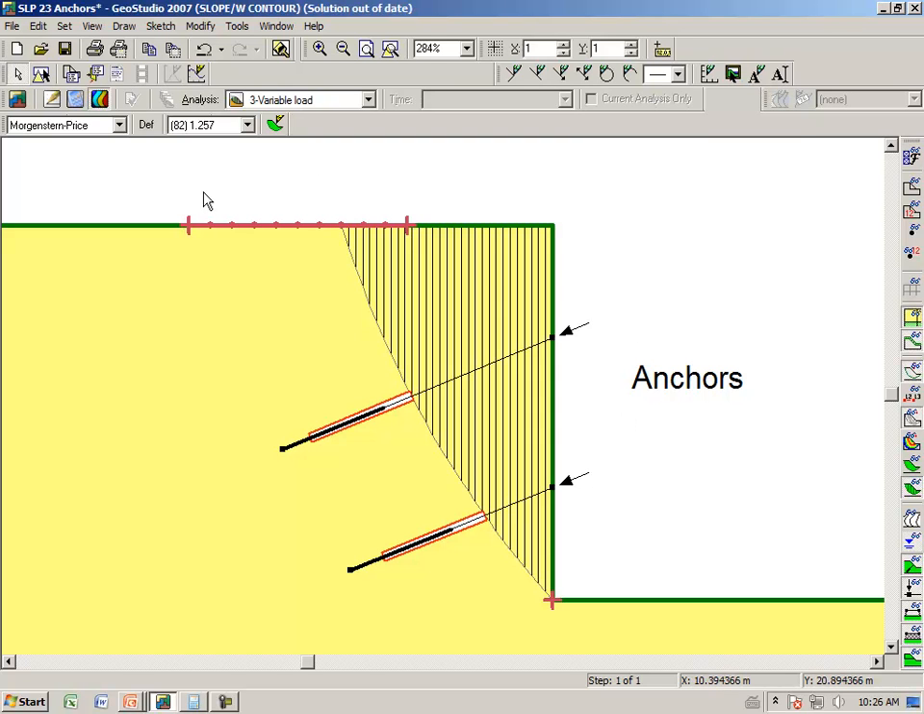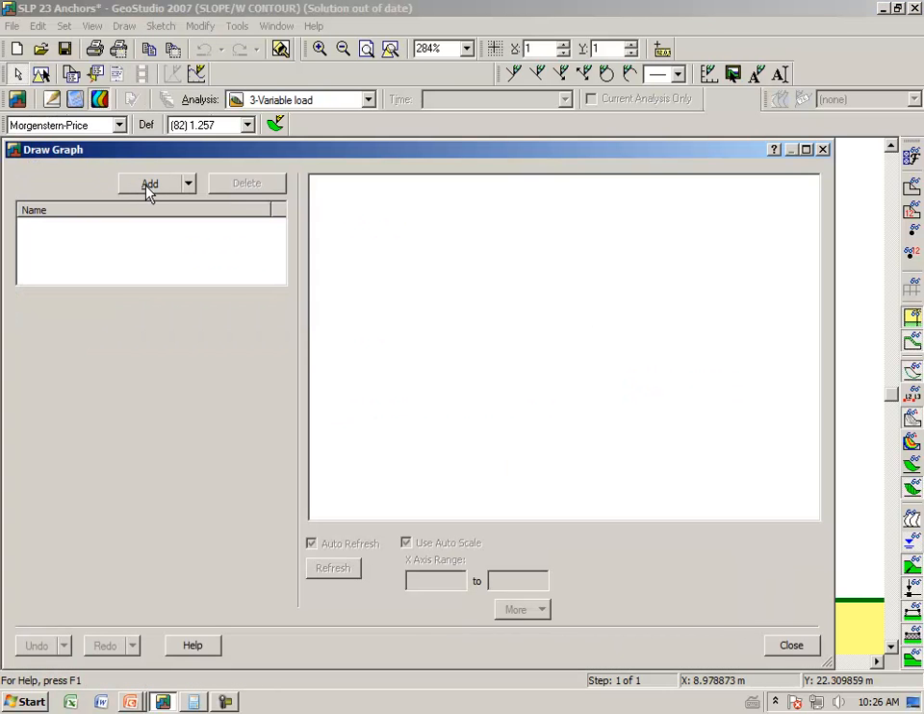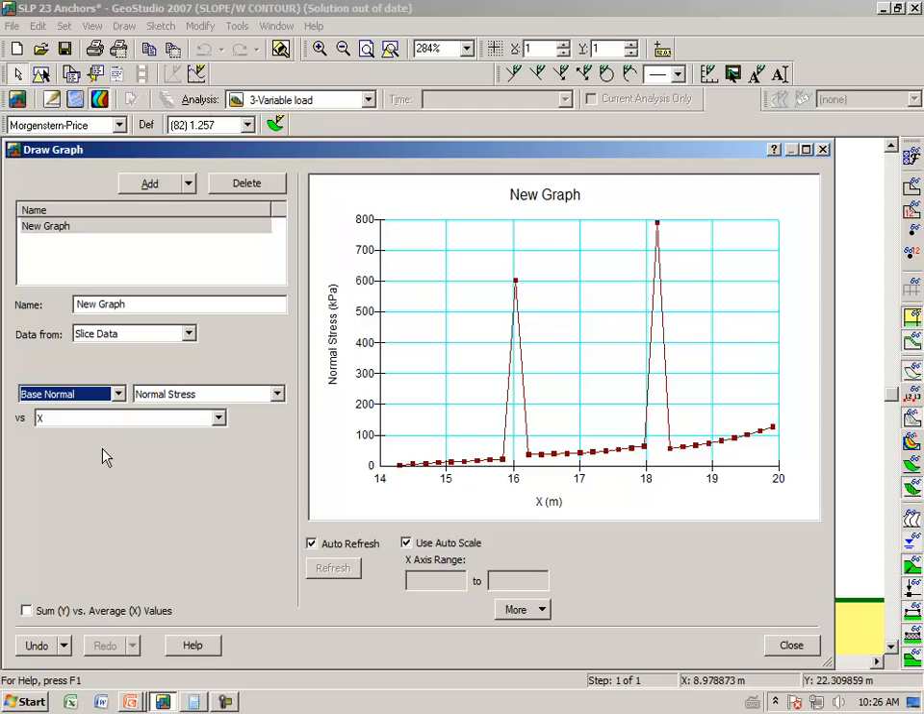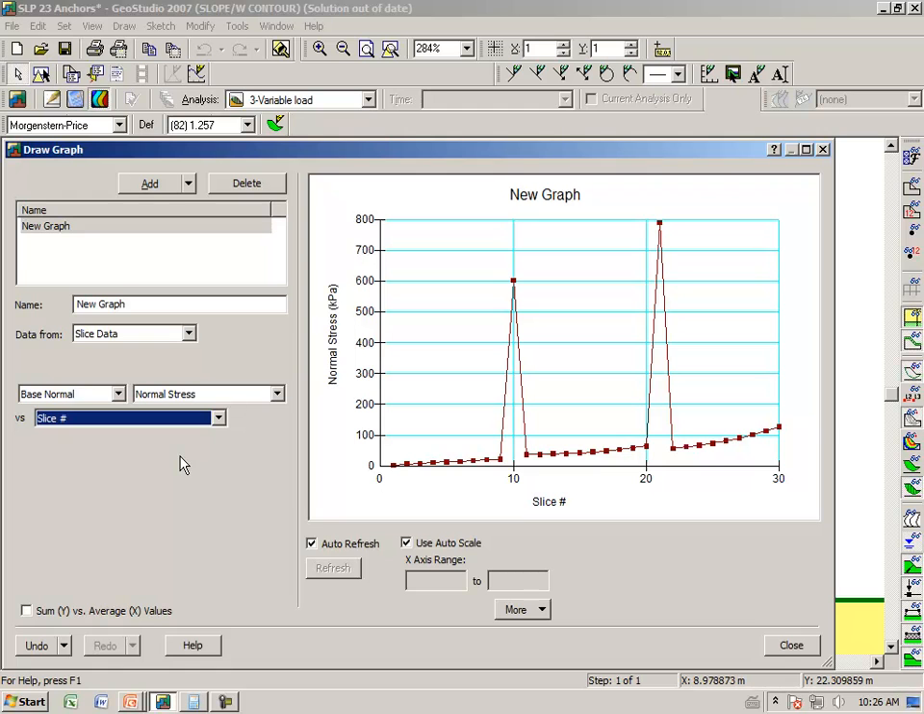Now I want to draw your attention to another issue, and that is the normal stress distribution along the slip surface. We say draw a graph, we add a new graph, and we're going to plot the base normal versus slice number. And notice now how the normal becomes very high for the slices that have the anchor force included in the force resolution of those slices.